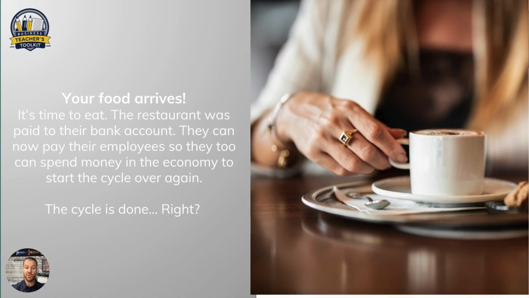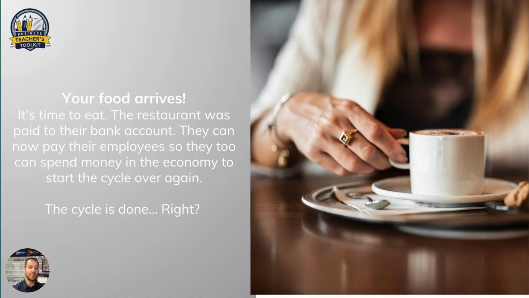And in this situation, let's say that it was approved. Your food arrives, it's time to eat. The restaurant got paid to their bank account directly from you spending your money, going through the point of sale machine, borrowing that money out of your credit card account, and then it gets transferred over to the business's checking account, probably.